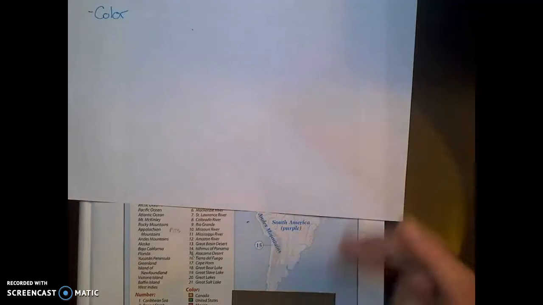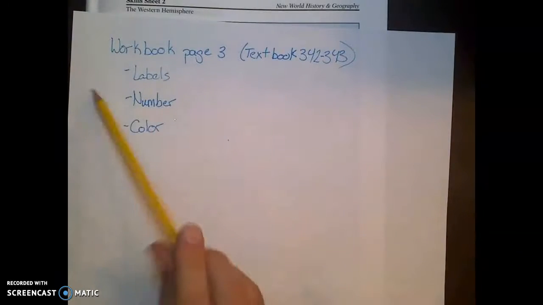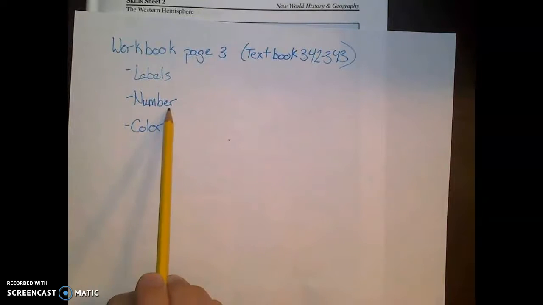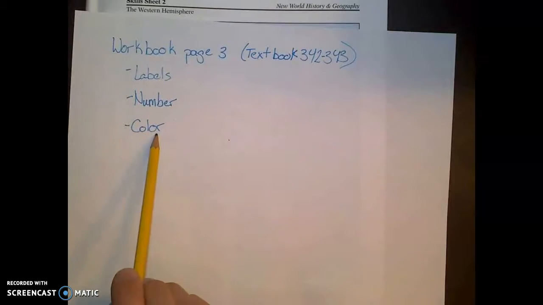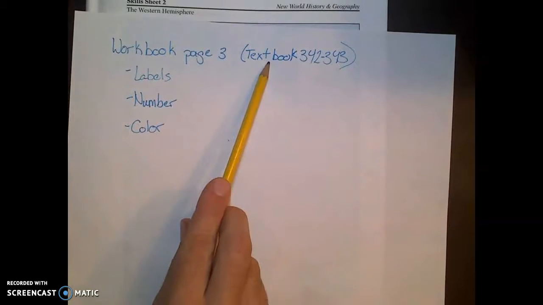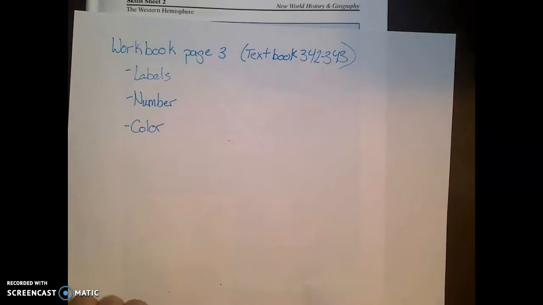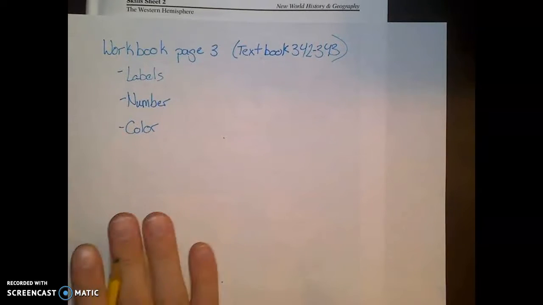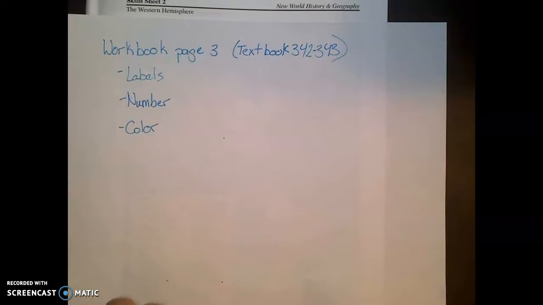Okay, so again, on page 3, you are labeling everything that must be labeled. You're numbering all of the circles, and you're coloring the countries with their corresponding colors. You'll get the information from the textbook 342, 343. If you finish early, you may work on something else, other homework. If you do not finish, then you must do it for homework. I will collect it on Monday.